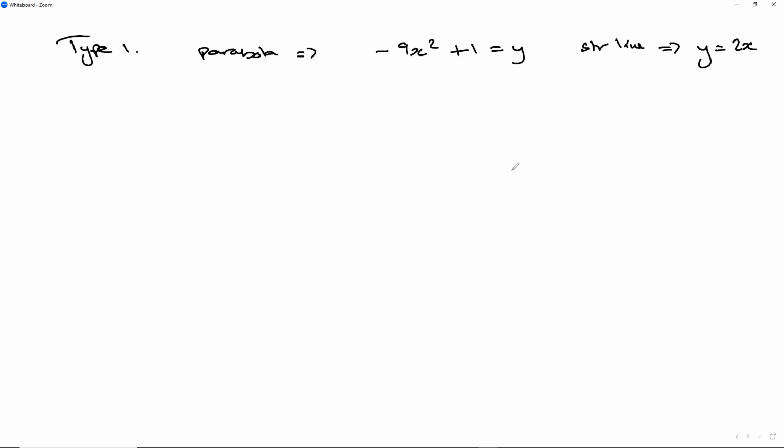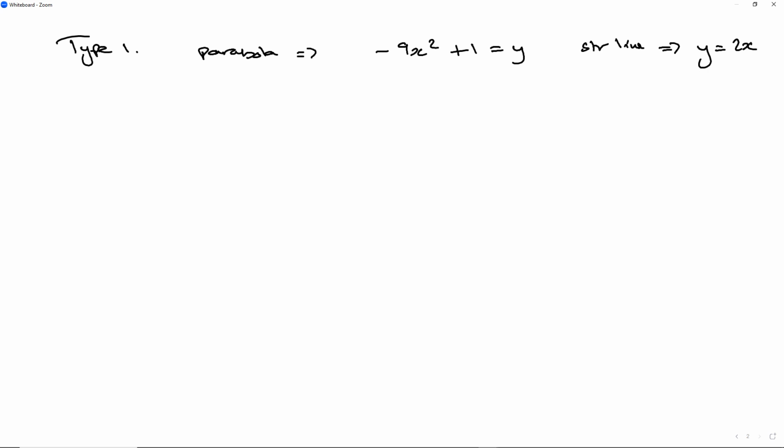So we're going to look at an example of the first type, type 1. Let's say we randomly choose two equations. We've got our parabola equation, which is given as, let's say, negative 9x squared plus 1 equals y. And we've got the straight line equation, which is given as y equals 2x. Now, I don't have to draw it. I just have to solve it simultaneously.